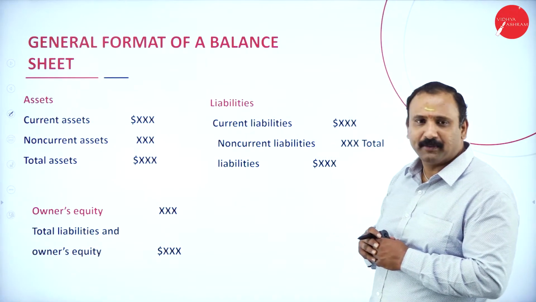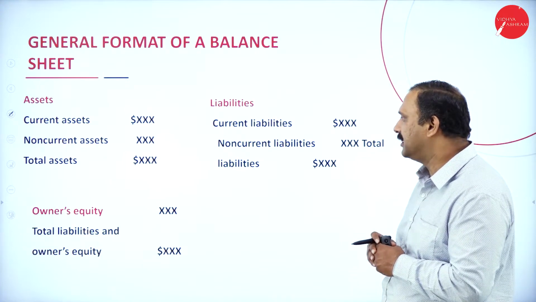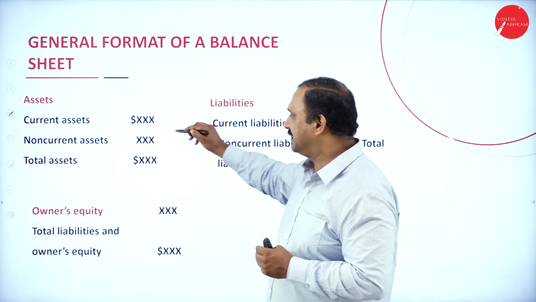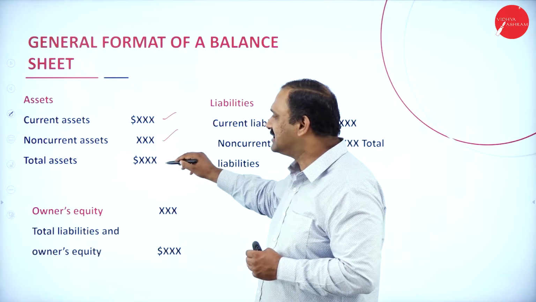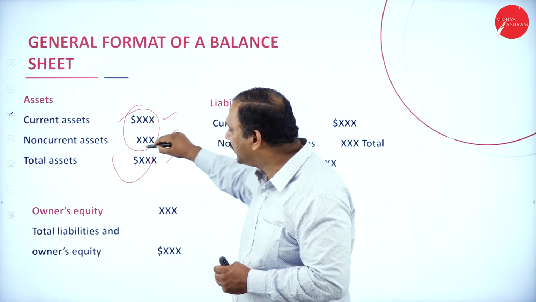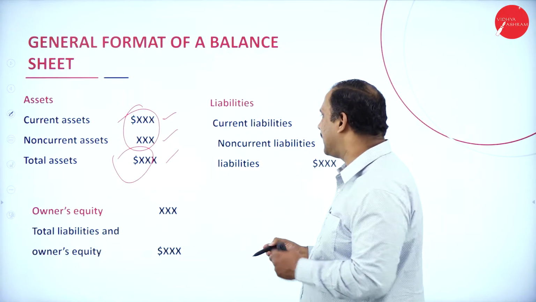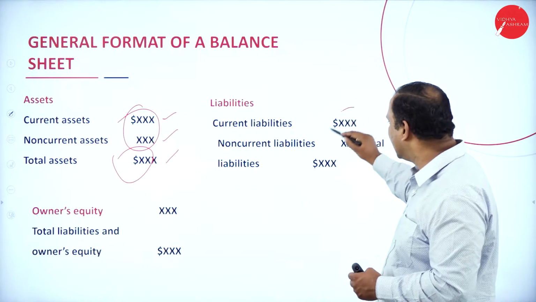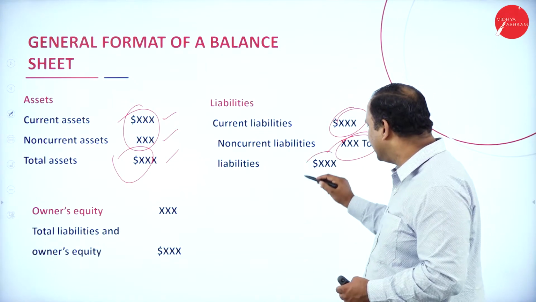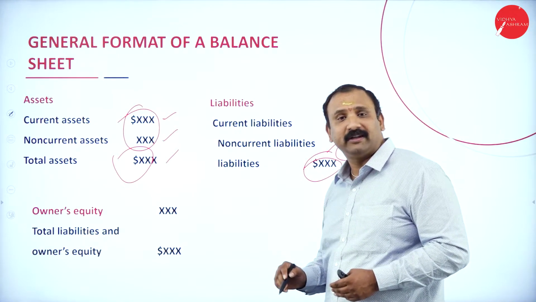Followed by, look at the general format of a balance sheet. One side we are talking about the assets, the other side the liabilities. Under the assets, we have the current assets, the non-current assets, and the total assets. So the current plus the non-current will give you the total assets. At the same time, for the liabilities, we have the current liabilities and the non-current liabilities, which finally give me the total liabilities.